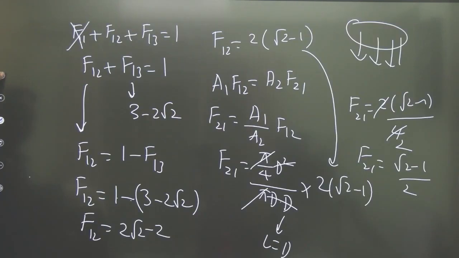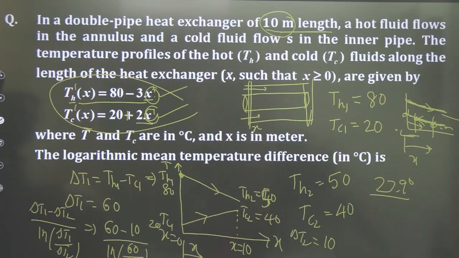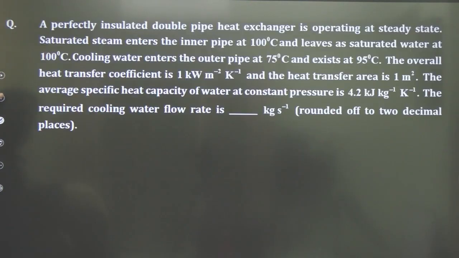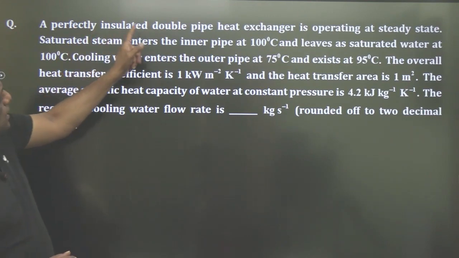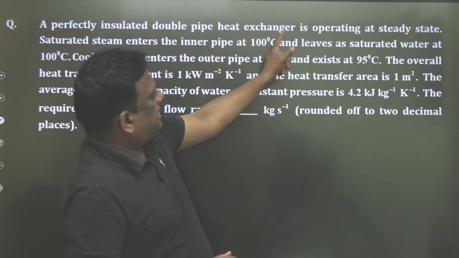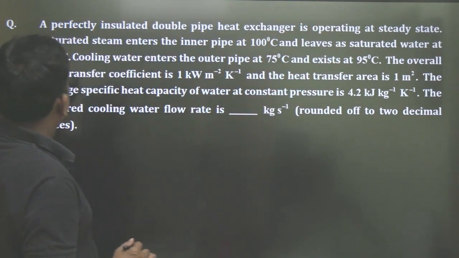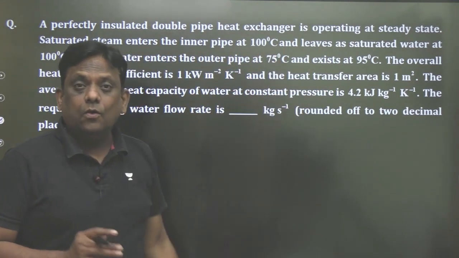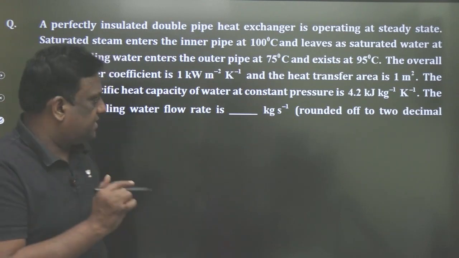So let's check this. Now we have 2 more questions. Let's do this one. A perfectly insulated double pipe heat exchanger is operating at steady state. Saturated steam enters the inner pipe at 100 and leaves at 100. Oh my God, it is a phase change heat exchanger.